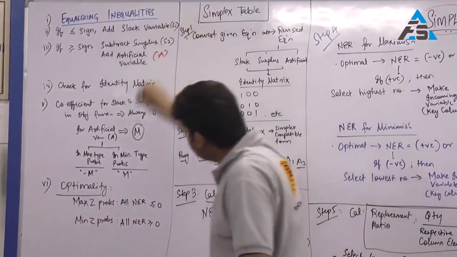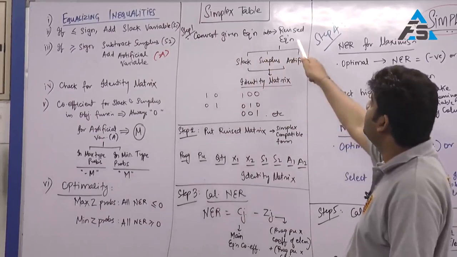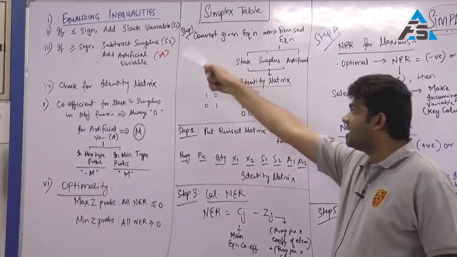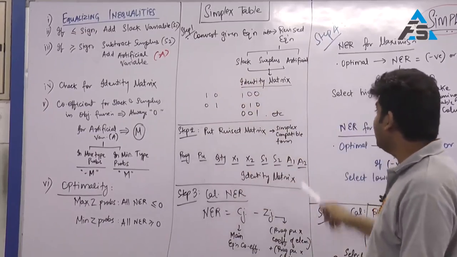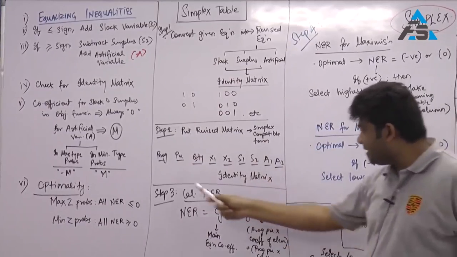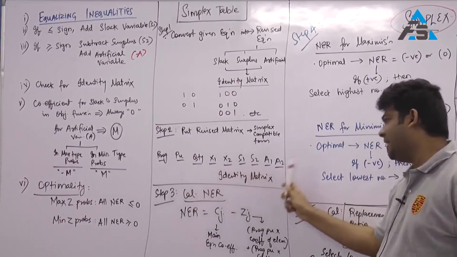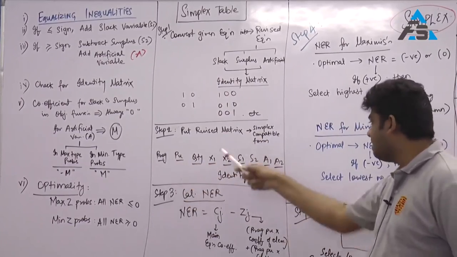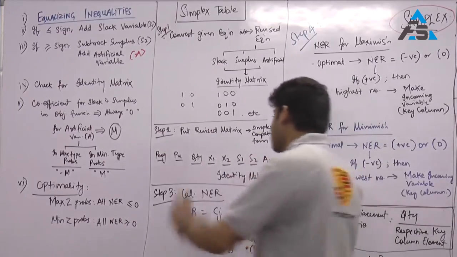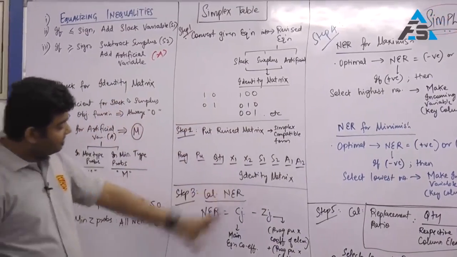So these are the initial steps that we need to take care of. Step 1: convert the given equation into a revised equation. How do you do that? Slack, surplus variable add करने के बाद. Then step 2, put revised matrix in a simplex compatible form. What is a simplex compatible form? Program, per unit quantity, x1, x2, s1, s2, a1, a2. This is just a pro forma, just a sample. In this simplex compatible form, you should also have the identity matrix, and based on that you can start with your simplex process.